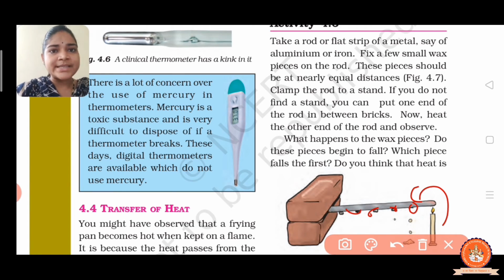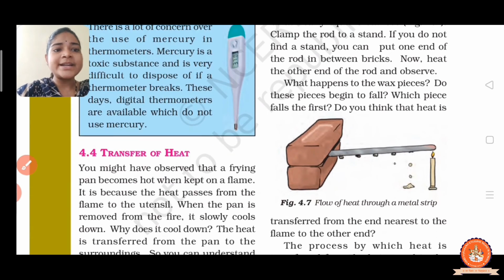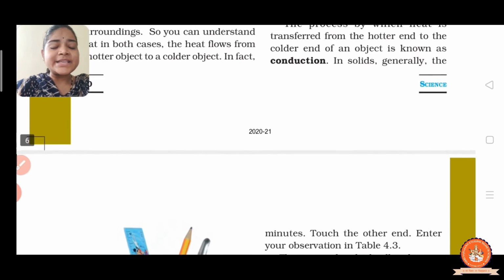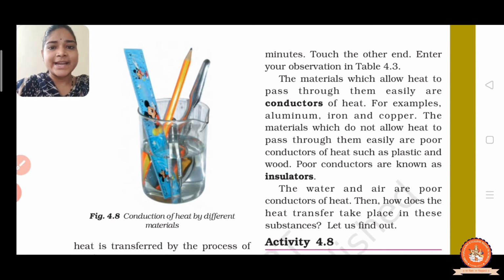The wax pieces close to the hotter end of the rod fall first, and then the second nearest wax pieces fall, and so on. So here we conclude that heat is transferred from the hotter end to the colder end. Now students, next we have conductors and insulators.